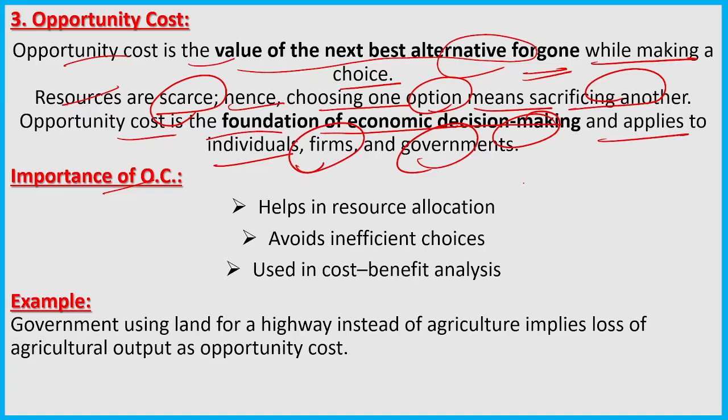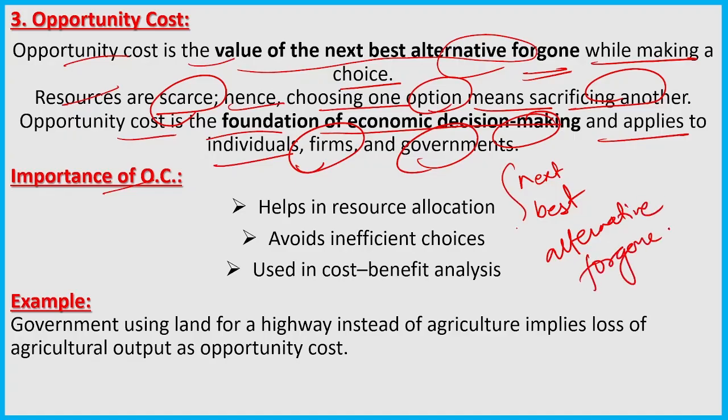Now listen. Opportunity cost is the next best alternative that is foregone by you. What does it mean? Let me give you an example. You are having this much piece of land with you.